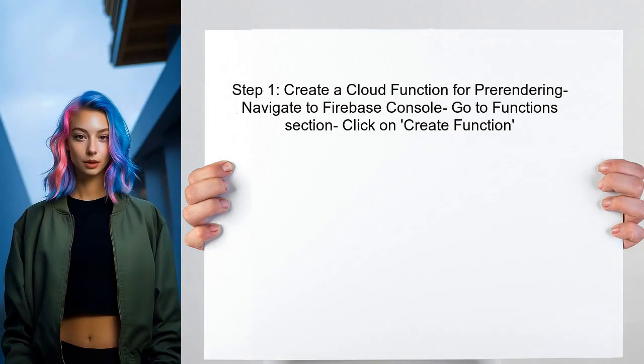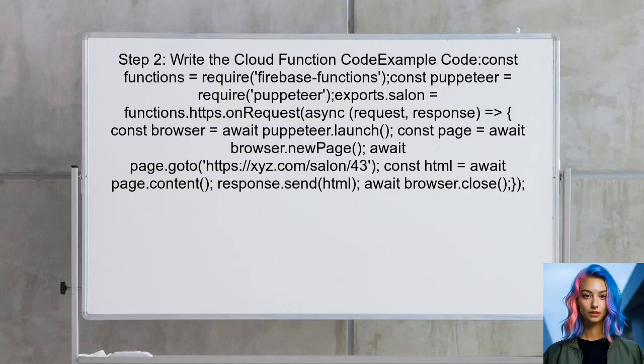To begin with pre-rendering for SEO using cloud functions for Firebase, the user needs to create a new cloud function. This function will handle the requests for the specific pages that need to be pre-rendered. Next, the user should write the code for the cloud function. This code will generate the HTML content dynamically based on the request. The user can use a library like Puppeteer to render the page.